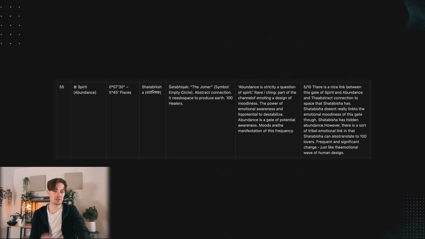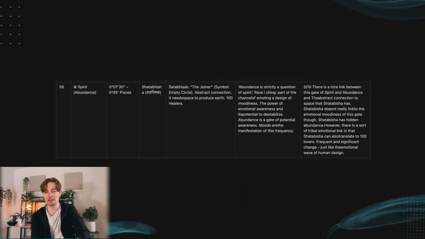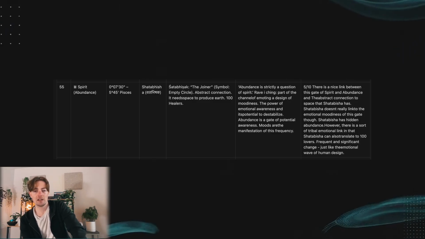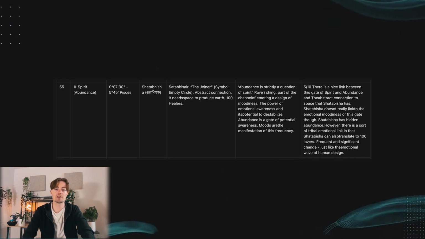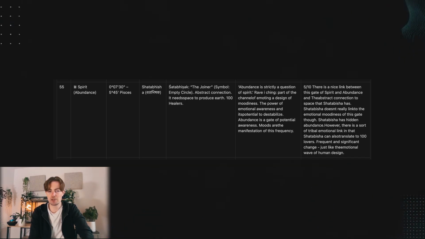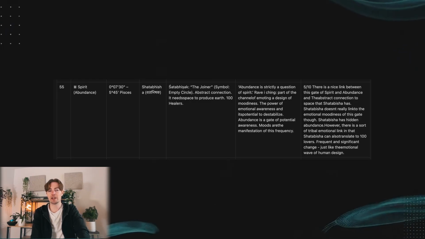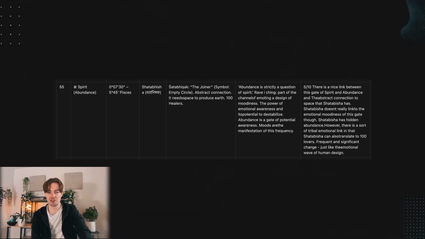Gate 55, the gate of spirit, or the gate of abundance, running from just the start of Pisces through to 5 degrees Pisces. The Shatabhishak Nakshatra is the joiner. The symbol is the empty circle. It's quite an abstract connection. It needs space to produce earth. It's associated with the circle of 100 healers, Shatabhishak. So the notes I have for gate 55, the gate of spirit, is abundance is strictly a question of spirit. From the I Ching, I have part of the channel of emoting. It's a design of moodiness, the power of emotional awareness, and its potential to destabilize.